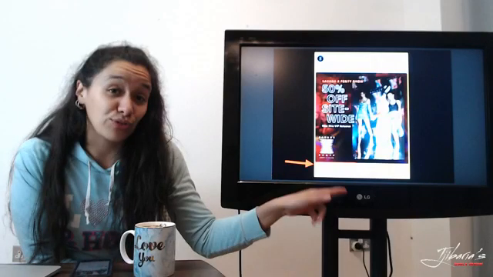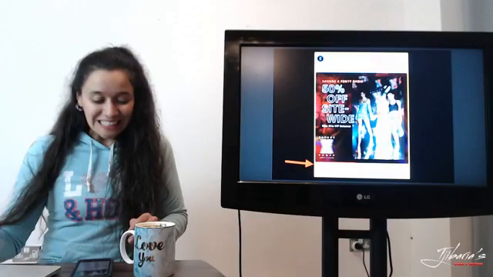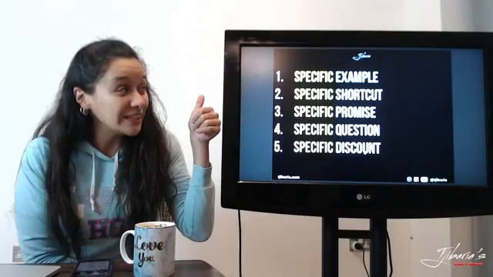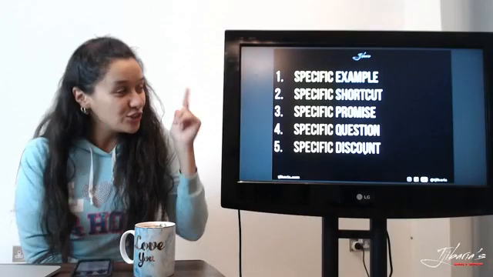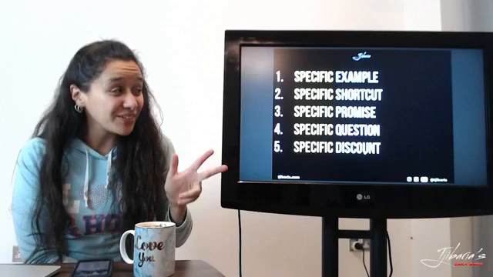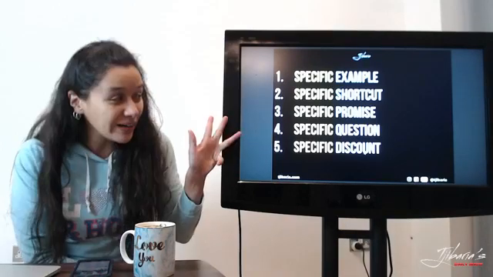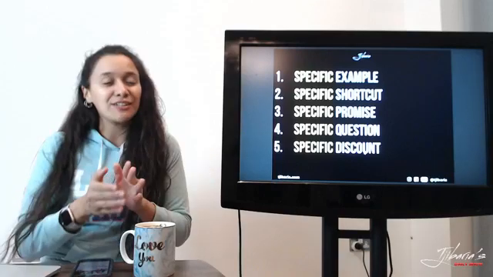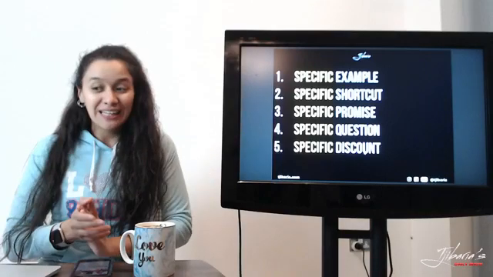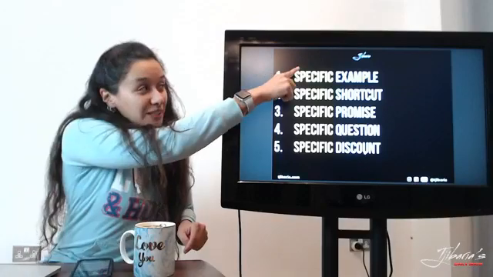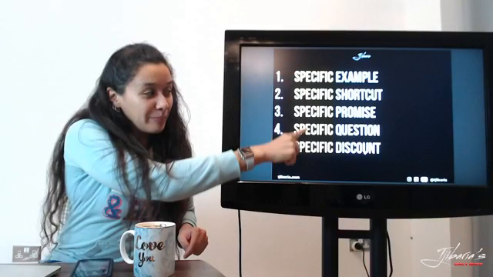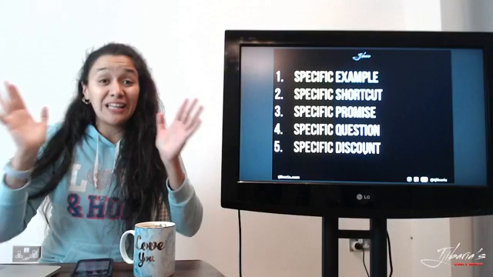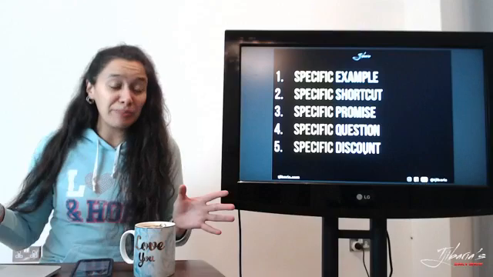Now, these were the 5 that I wanted to share with you guys. So again, 1 is a specific example, 2 is a specific shortcut, 3 is make a specific promise, 4 is ask a specific question, and 5 is give a specific discount. Obviously, as you can see in all these examples, all say be specific. That is very important, because I said it before, if you're trying to be generic or general and reach everybody, you're actually not reaching anybody at all.